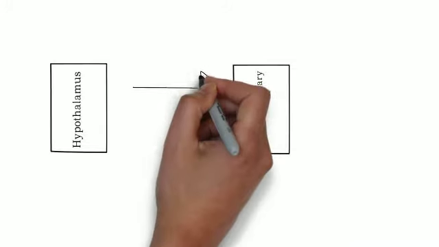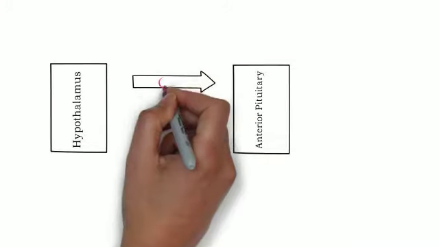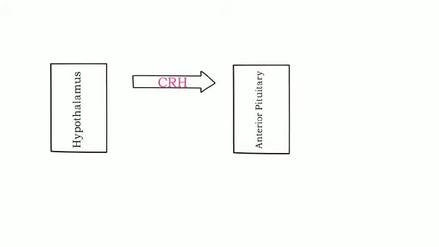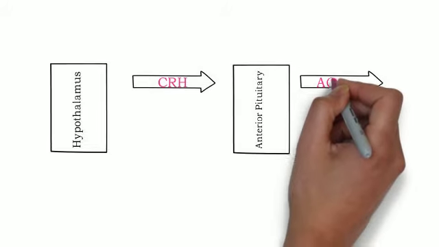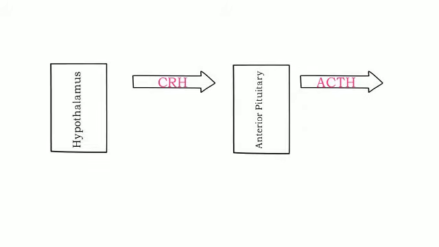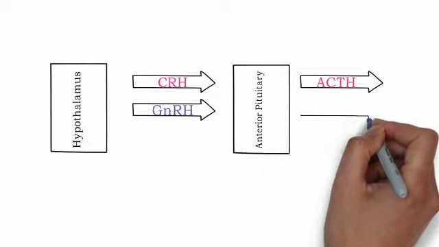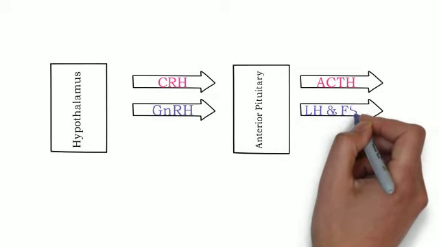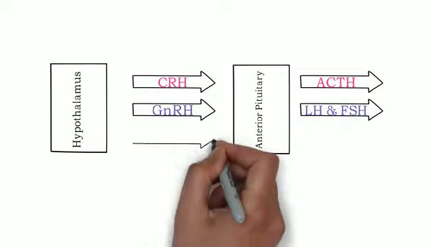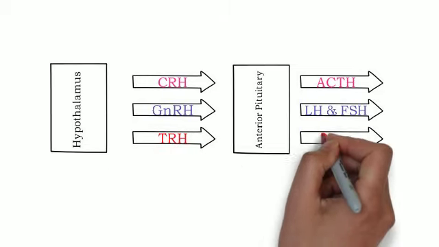See here, CRH, that is the corticotropin releasing hormone, stimulates the pituitary for secretion of ACTH. Likewise, GnRH signals the pituitary to secrete FSH and LH, and TRH in turn signals for release of TSH.